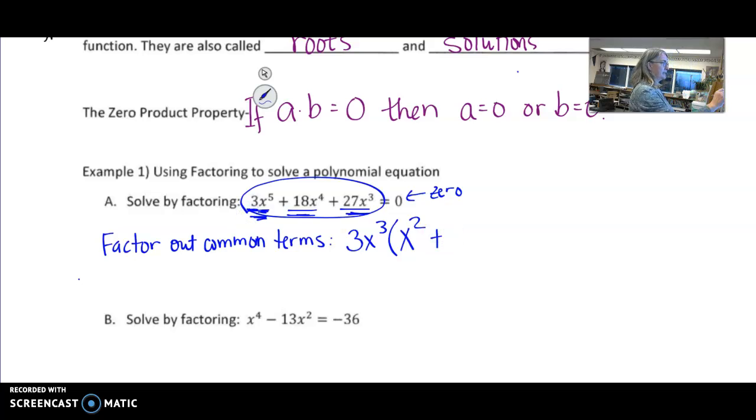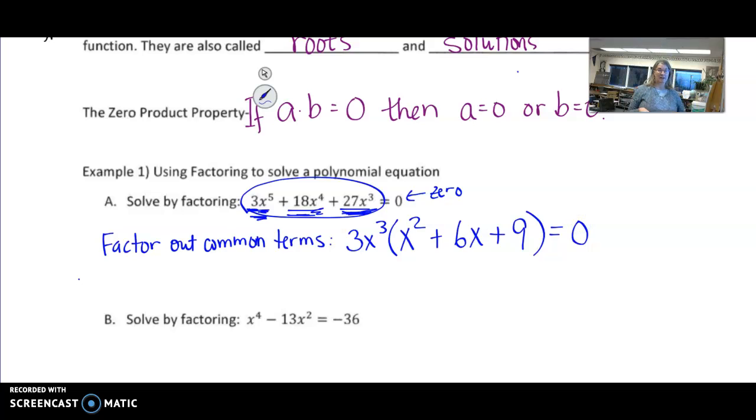And then 3 times 6 gives us the 18, and we only pulled out x to the 3rd, so we still have one remaining x here. And then this last term is going to have 3 times 9 gives you 27, and the x cubed is pulled out, so I don't need that. Okay, and I know that this is equal to 0.